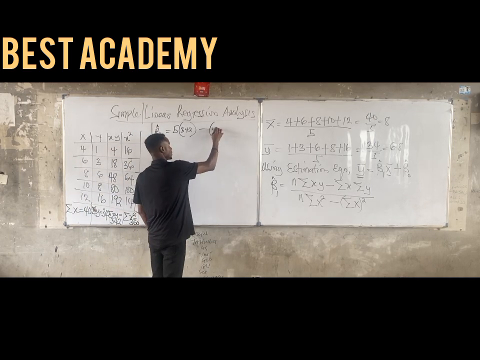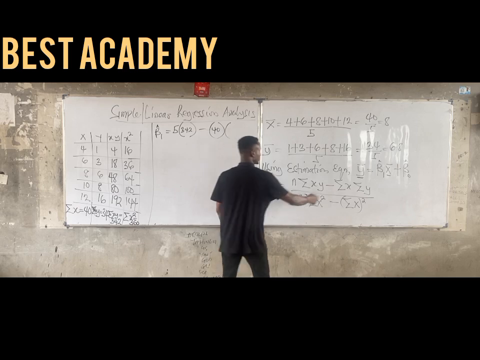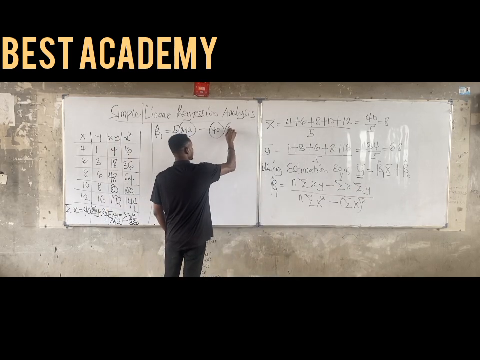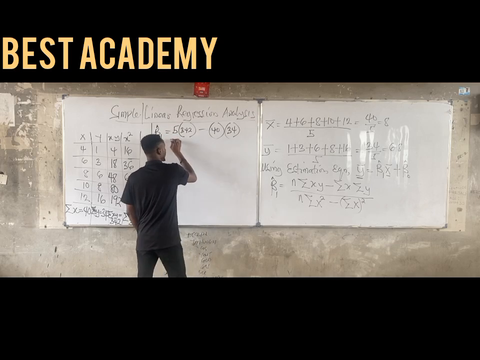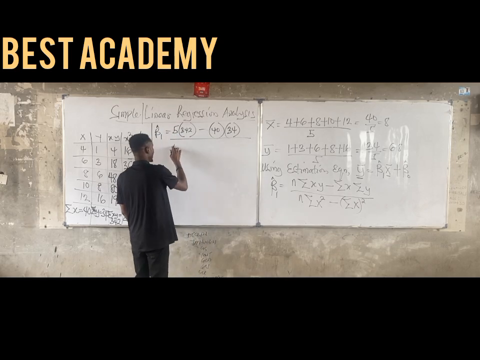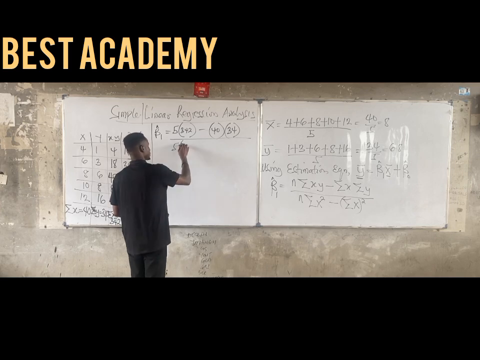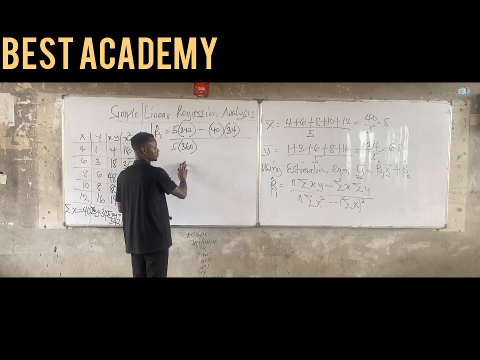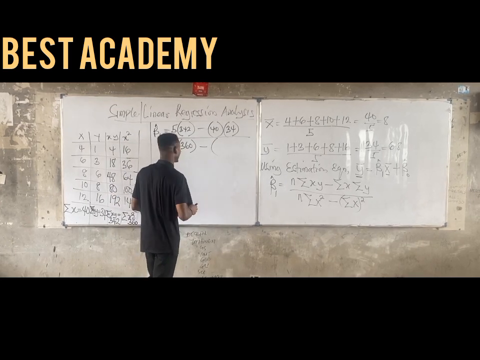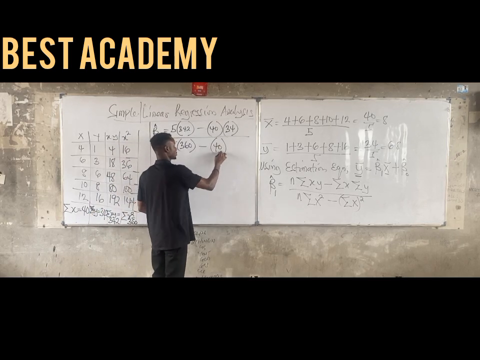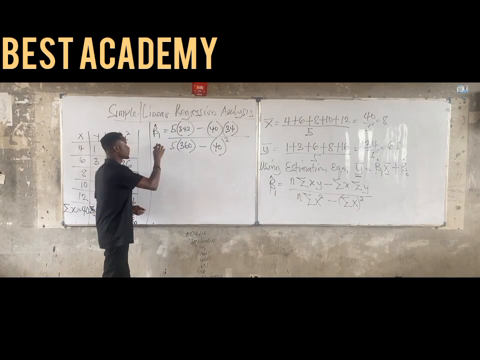40. Okay. Now sum of y, okay, let's replace. Sum of y is what, class? 34. Please take note. Over, now this is 5 into sum of s squared, which is 360, minus sum of s. What is my sum of s here, class? 40, squared. Okay. Now class, let's point the calculator here.